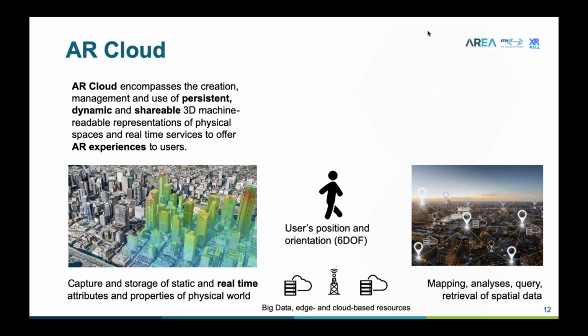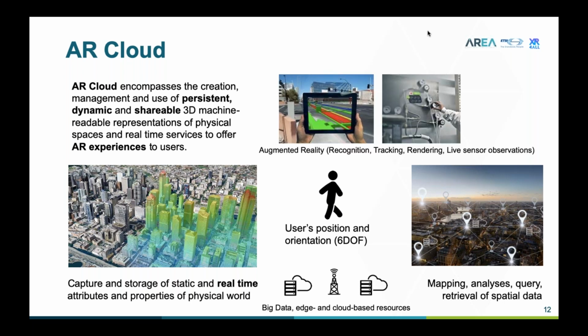And there's the user who has a position and an orientation, which can be derived from a number of different resources, usually from a combination of the user's device and a network. Using the real-time physical world, the 3D machine-readable world, and the user's position and orientation, we can deliver augmented reality. The augmented reality in the top picture on the left shows a geospatial use case, underground utilities, but AR cloud concepts are not limited to outdoor geospatial.